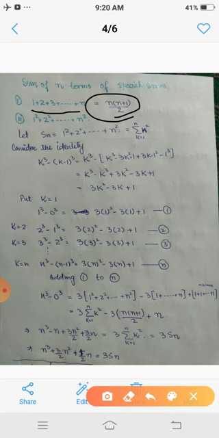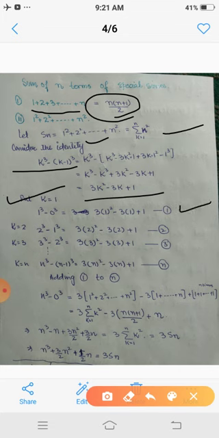Now we will find the sum of the first n squares, that is 1 square, 2 square up to n square. Let's assume that Sn is 1 square plus 2 square up to n square, and in summation we can write this as summation k runs from 1 to n of k square. Now consider an identity k cube minus k minus 1 whole cube. After simplifying this using the formula for a minus b whole cube, we get k cube minus k minus 1 whole cube is 3k square minus 3k plus 1. Now put k equals 1, we get 1 cube minus 0 cube equals 3 into 1 square minus 3 into 1 plus 1.